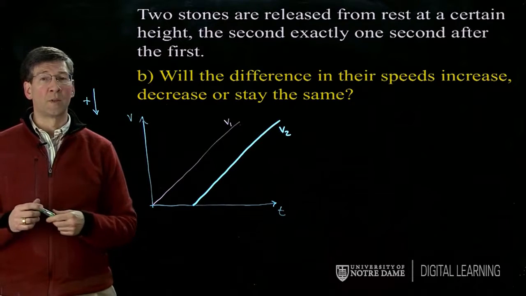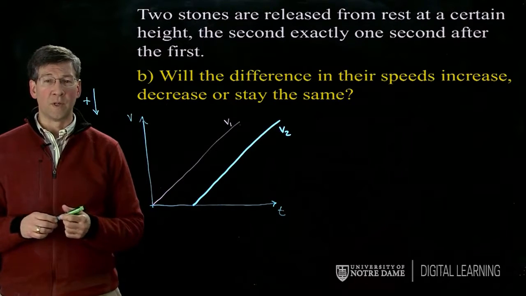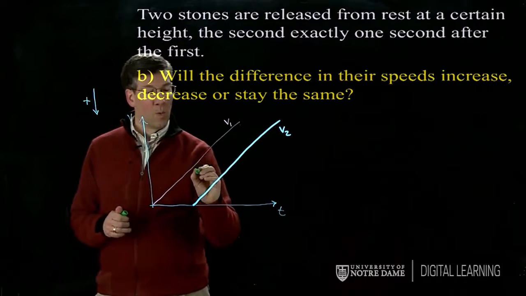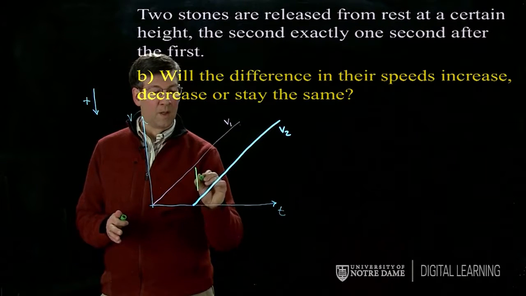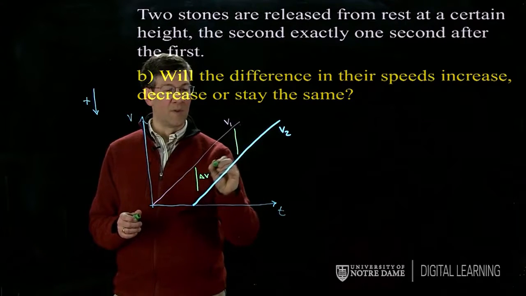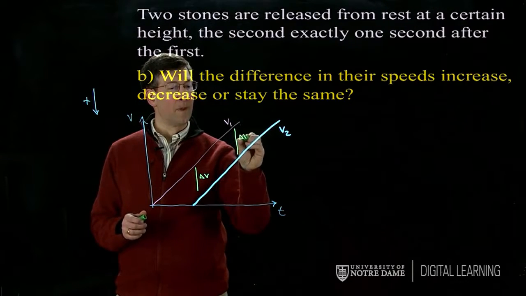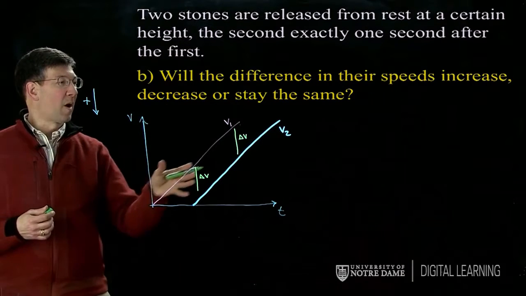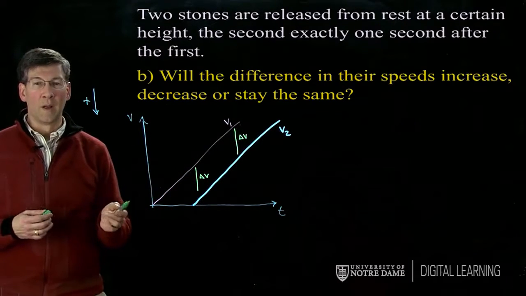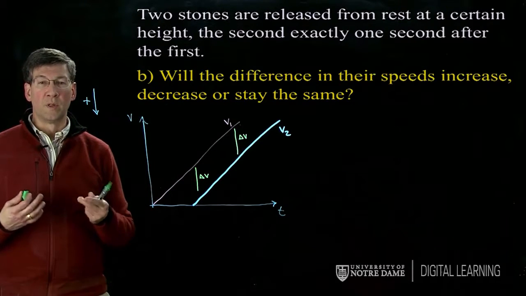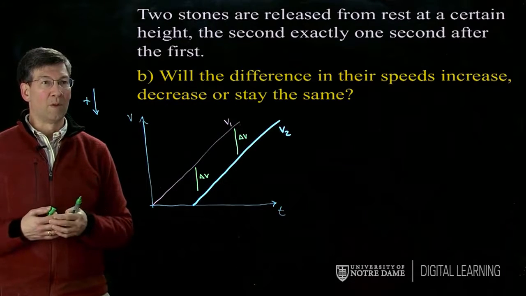The question asks, will the difference in their speeds increase, decrease, or stay the same? Since these are two parallel lines with the same slope, then once stone 2 starts moving, the difference in their speeds, which I'll write as delta v, but it's not a vector difference, is really v1 minus v2 in this case. This difference stays constant with time because both of these objects are accelerating at the same rate. Both lines have the same slope, so the lines are parallel. So the difference in their speeds stays the same as you go.